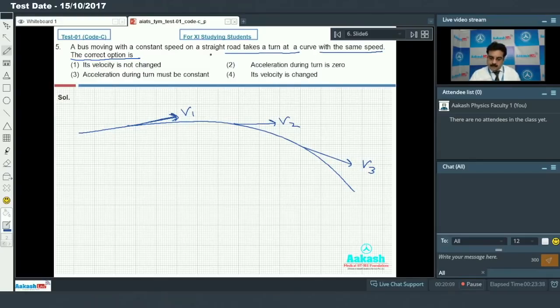But in this question, the bus on the straight road takes a turn. जब ये turn लेगा, तो direction of velocity will change. If direction of velocity is changed, we can say velocity is changed. Now I am going to take our options. The first option says its velocity is not changed. No, because the direction of velocity is changing. First option नहीं हो सकता. If I go to option number 2, acceleration during turn is 0. No, because if velocity is changing, then acceleration during turn is not 0. So second option is not correct.